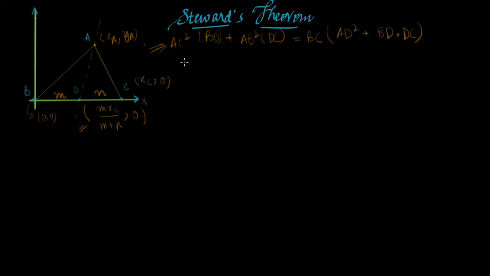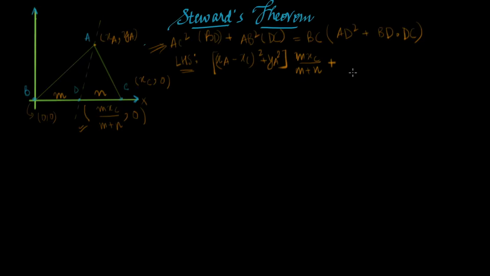Alright, so let's write the LHS, or the left-hand side of the equation, which is AC square times BD plus AB square times DC, right? So AC square is this, right? So that would be x sub A minus x sub C whole square plus y sub A square, times BD, which is this. That is m x sub C upon m plus n. And we add that to AB square times DC.